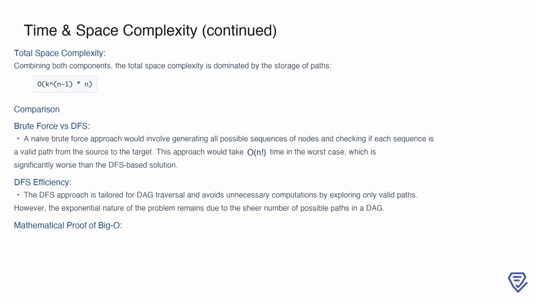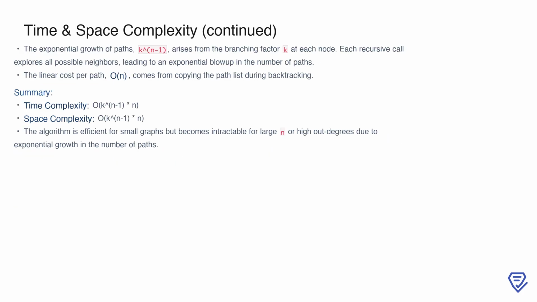However, the exponential growth in the number of paths inherent to the problem still remains a limiting factor. The DFS approach, while optimized, cannot escape this exponential blowup entirely due to the nature of the graph. The reason for this exponential growth lies in the branching factor k at each node. Each recursive call in the DFS explores all possible neighbors, leading to a total of k^(n-1) paths in the worst case. Additionally, constructing each path incurs a linear cost of O(n), as the algorithm copies the path list during backtracking.